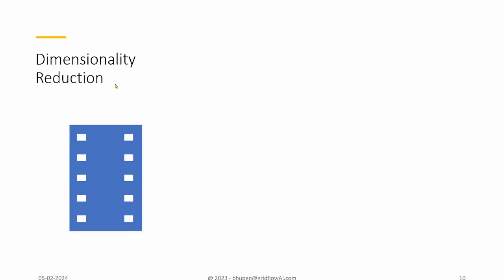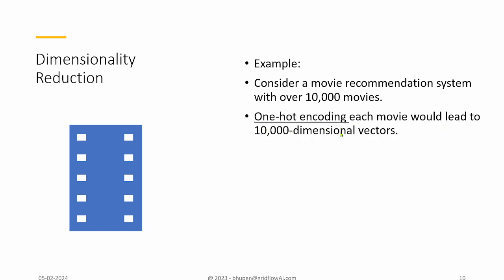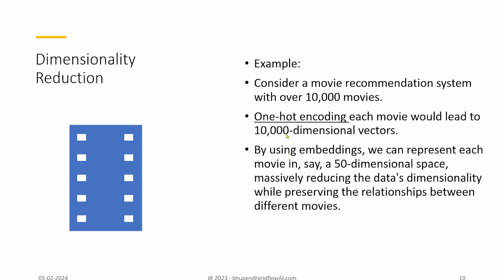One of the examples where embeddings play a big role is dimensionality reduction. For example, if we have 1,000 movies or 10,000 movies, they can be represented using one hot encoding, and the dimension of that vector would be 10,000. So this is going to be a 10,000 dimension vector. That's pretty hard to process. So we would like to reduce the dimensionality of the movie representation, or of the movie description, by using, let's say, a 50 dimensional space.